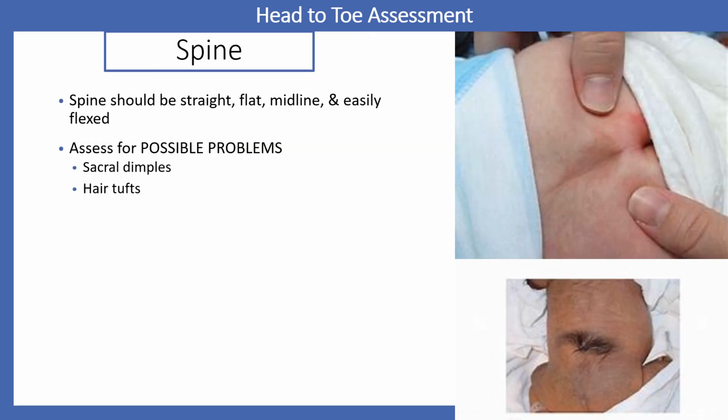Flip the newborn over to assess their spine. The spine should be straight, flat, midline, and easily flexed. Possible problems include a deep sacral dimple, unable to visualize the base, and hair tufts, which can indicate spina bifida.